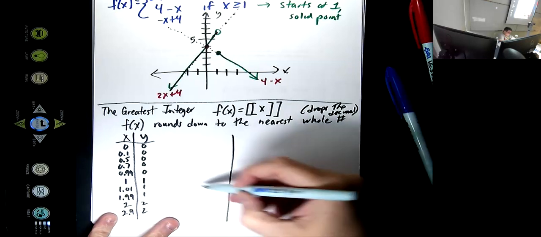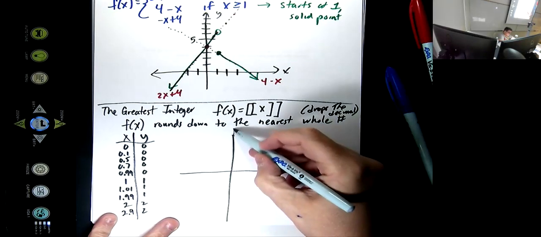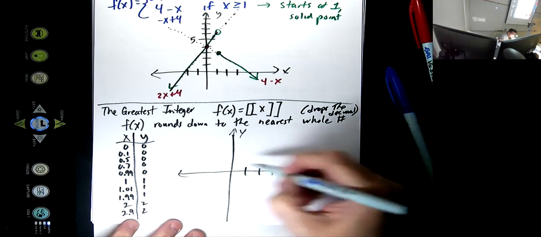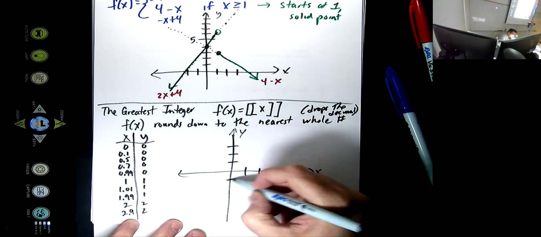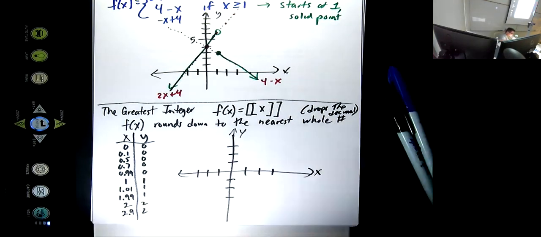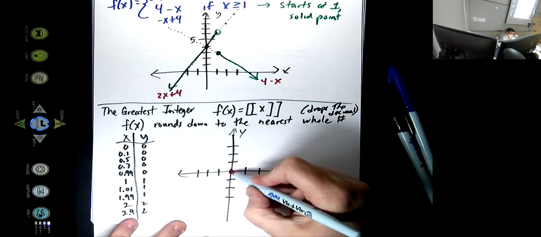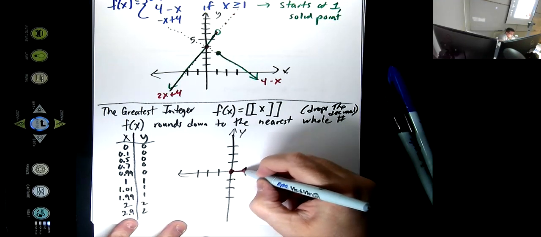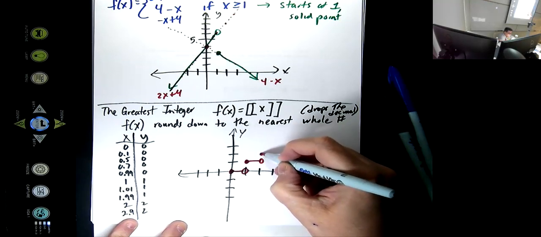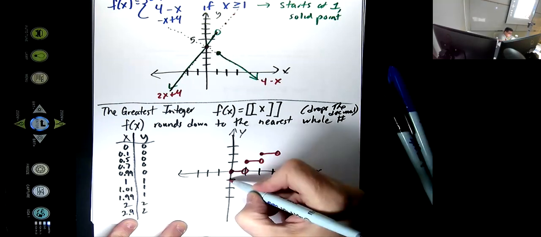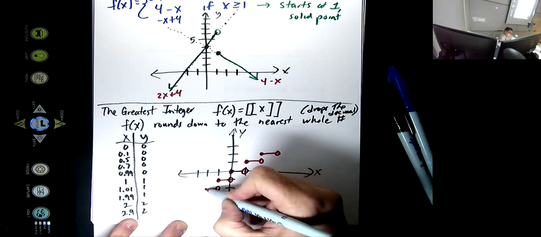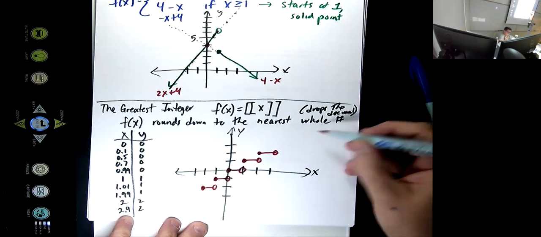The way this graph looks, where it starts is a solid point and it goes till the next one and becomes hollow. Solid, hollow. Solid, hollow. We go the other way too. Looks like steps.